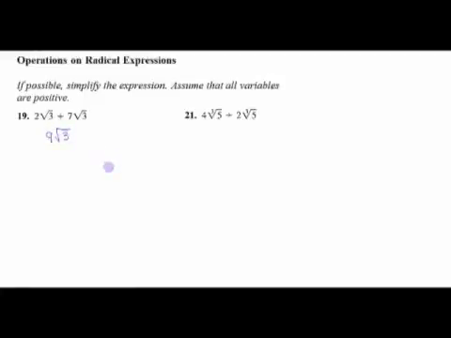the same radical. Here I have again like radicals. 4 cube roots of 5 plus 2 cube roots of 5 is 6 cube roots of 5. So we must have like radicals in order to add or subtract. For them to be like radicals, they have to have the same index and the same radicand.